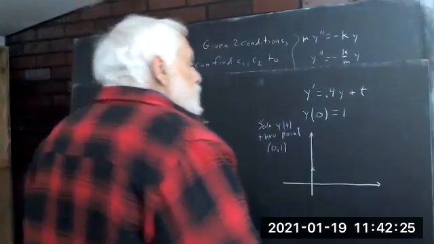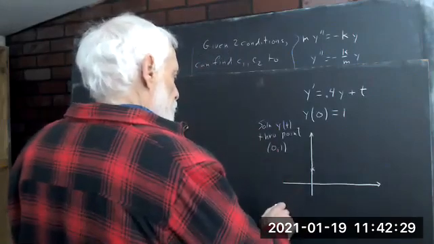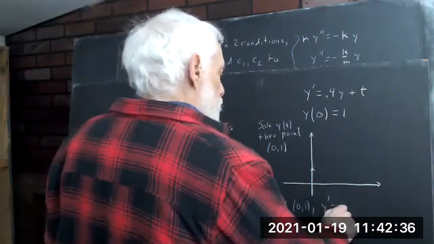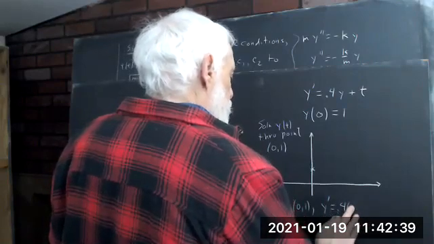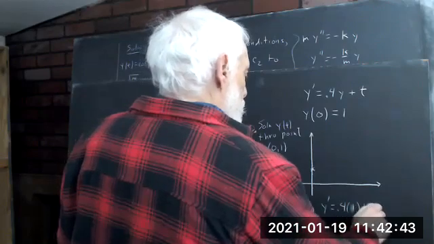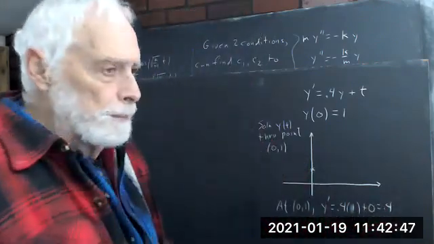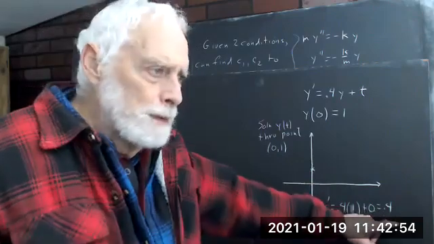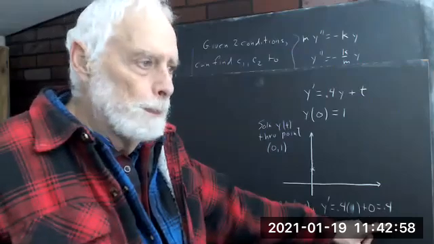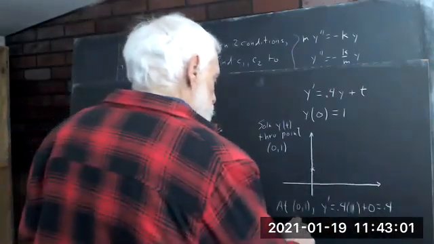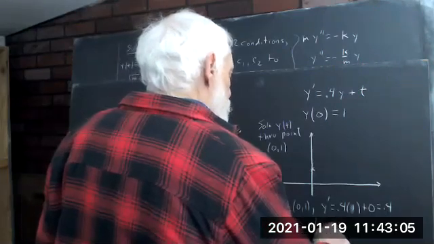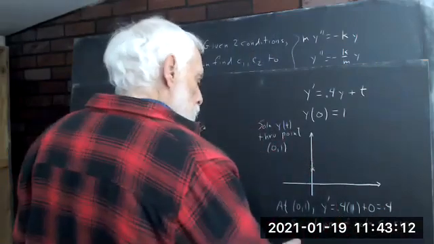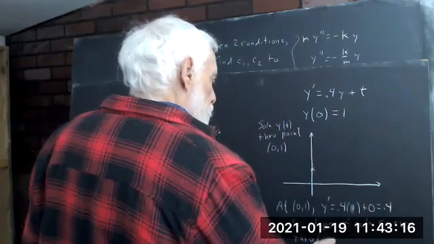So the solution goes through this point. This means that at this point, your solution curve has a property that its derivative is 0.4. Well, the derivative is the slope of the solution curve. The slope of the solution curve through the point 0, 1 is 0.4.